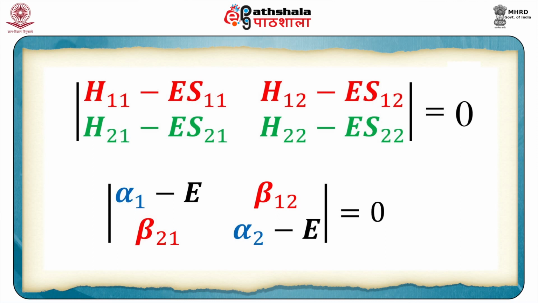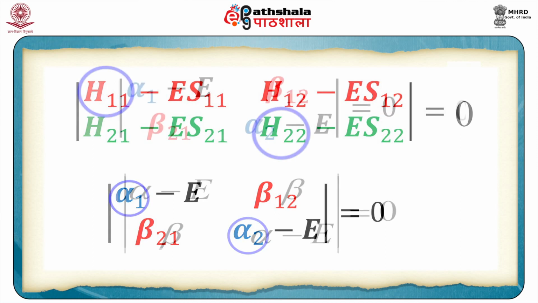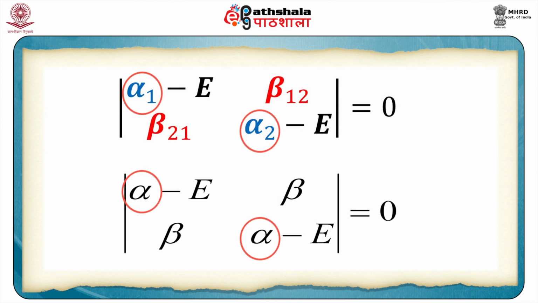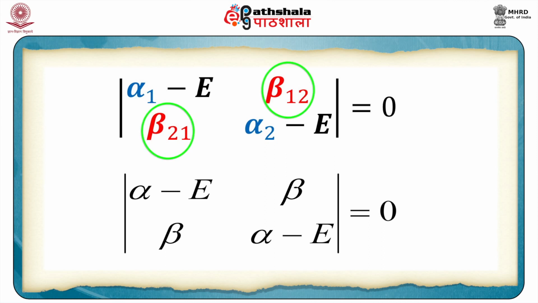Please note here that alpha 1 represents the Coulomb integral H11, whereas alpha 2 represents the Coulomb integral H22. In reality, both of them are assumed to be the same, and therefore, as you will see later on, we will put them equal to alpha. Similarly, beta 12, if 1 and 2 are connected, will be taken as beta. So beta 12 will be the same as beta 21, and that will also be further simplified.